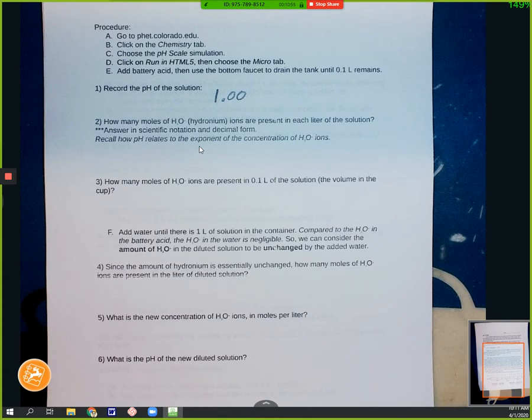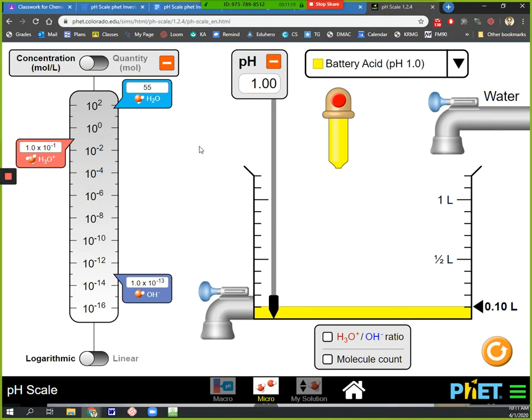Okay. Number 2, it says how many moles of hydronium ions are present in each liter of solution. So I'm going to come over here and we're going to look back at our thing. It says recall how pH relates to the exponent of the concentration of hydronium ions, and it wants it in scientific notation in decimal form. So my concentration in moles per liter on this is 1 times 10 to the negative 1.